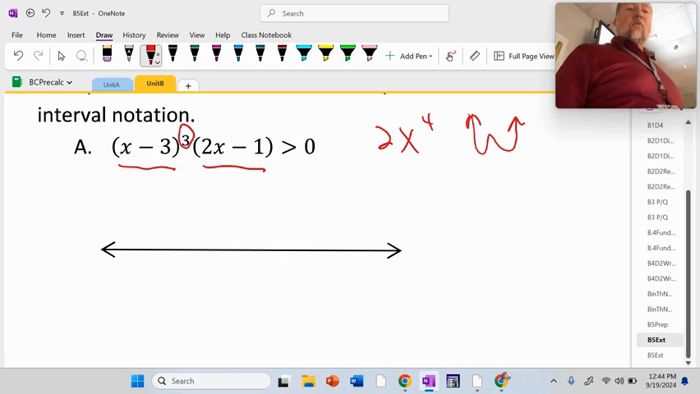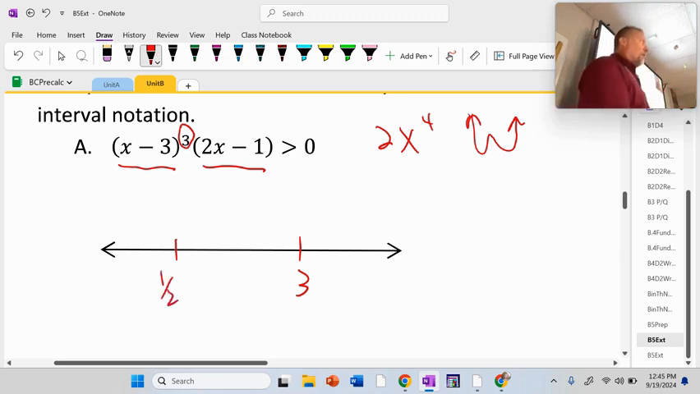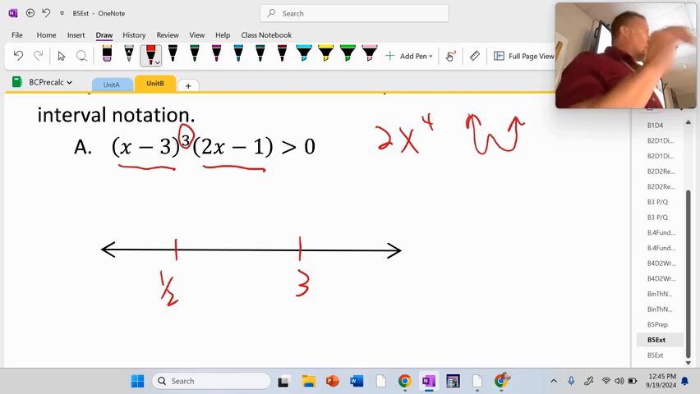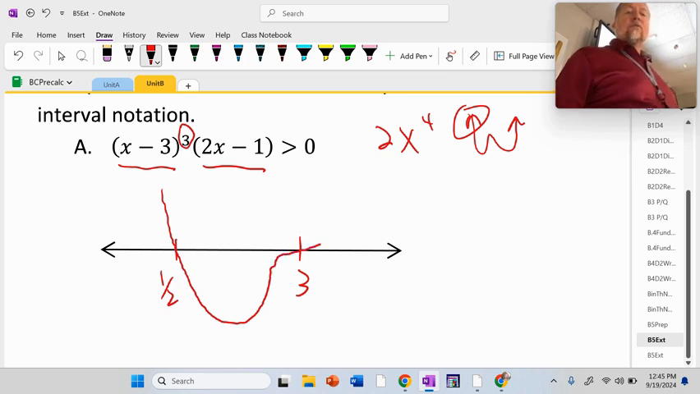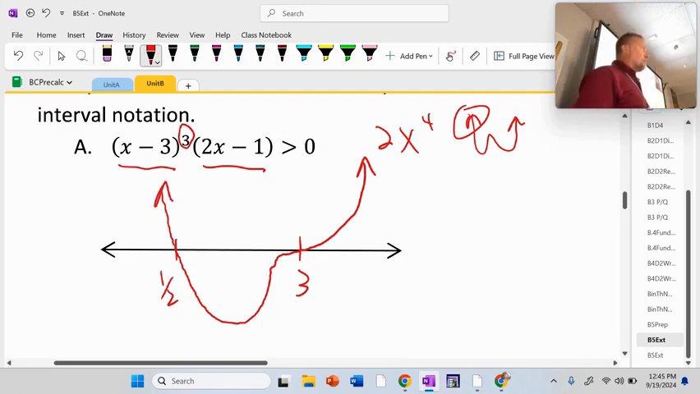So my zeros are 1/2 and 3. Don't be a fool. Put 1/2 and 3 in the correct positions on the number line. 1/2 is smaller than 3. And then I'm going to do a graph. 1/2 is a regular zero and it's supposed to go through like that. And then 3, you're going to have to know this anyway, flattens out and goes through like a cubic, but goes through. And then I do get the end behavior I'm expecting.